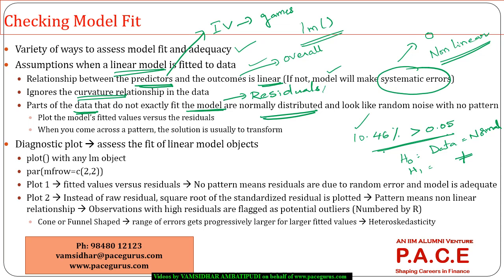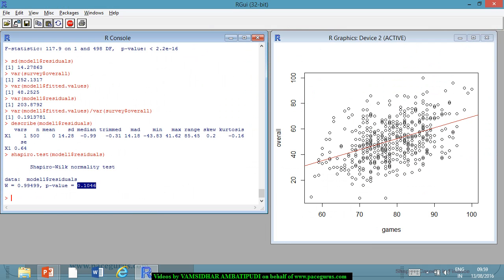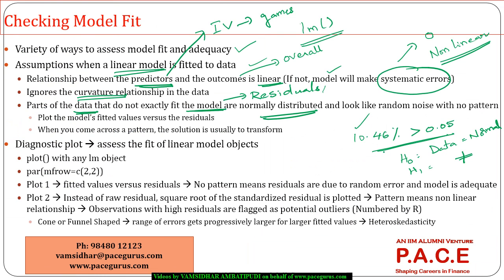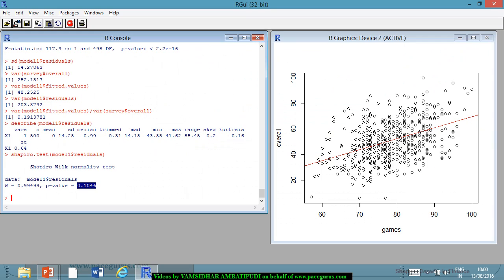So the parts of the data that do not exactly fit should be normally distributed. That is one more assumption of this model. If that is not the case, then I should look at some kind of transformation, or removing the outliers, before I go ahead with building and fitting the model. I can also get a plot of it.